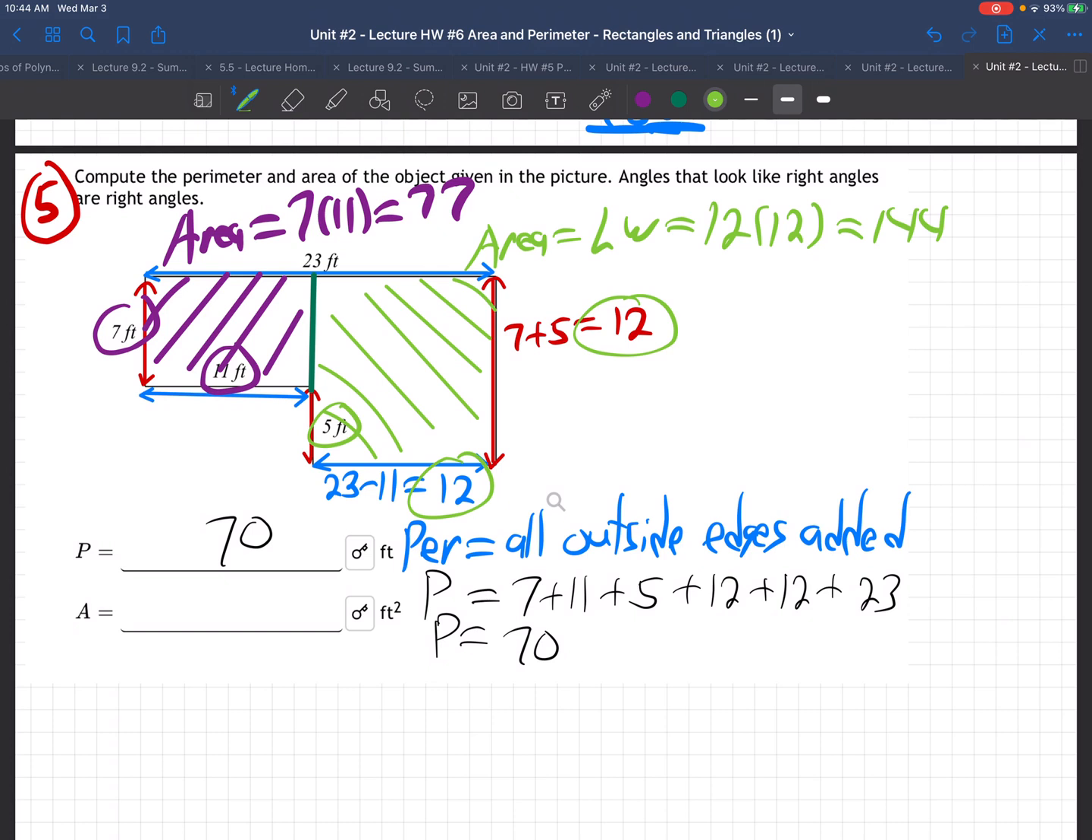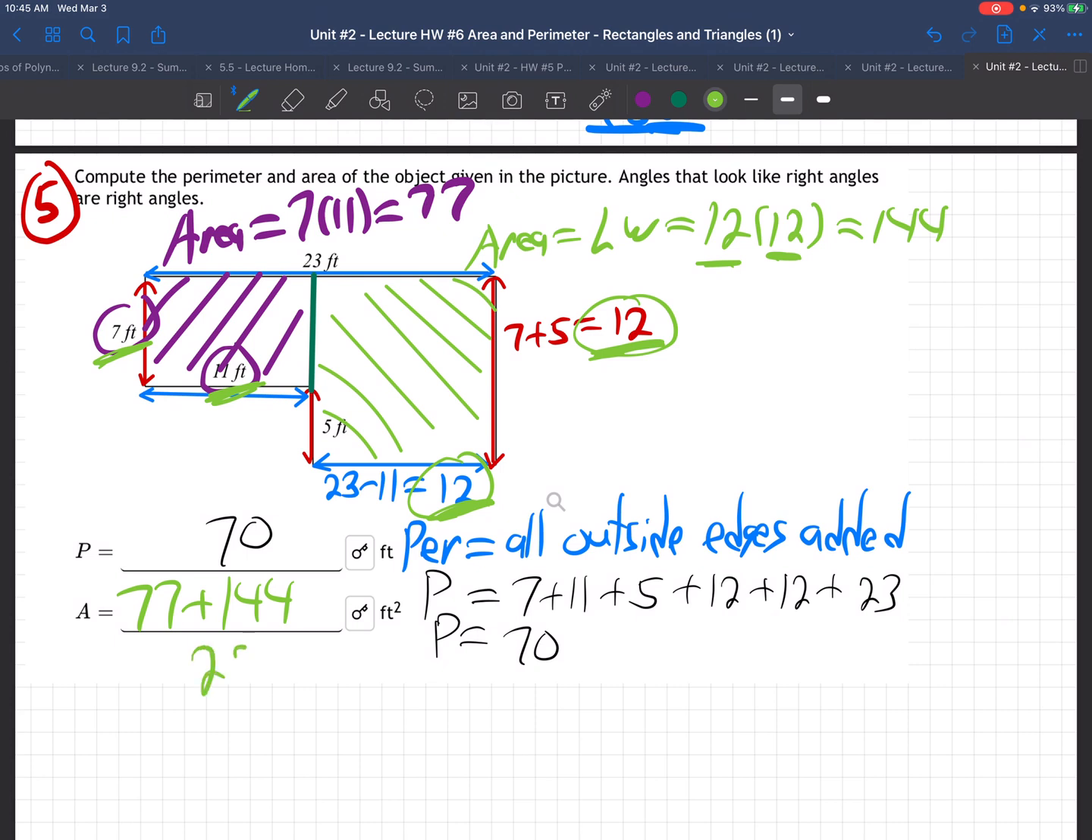And you might say, well, what about the 5? Well, the 5's not a whole side, is it? You got to take a whole side and a whole side. 12 and 12. Same thing here, a whole side and a whole side. One whole side times the other whole side. So then it's going to be whatever 77 plus 144 is. You've got to add those 2 rectangles together to get the total area.